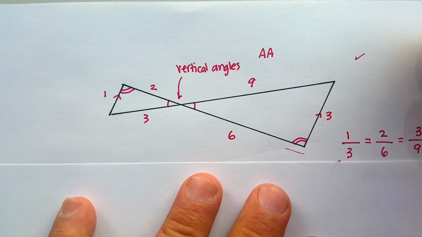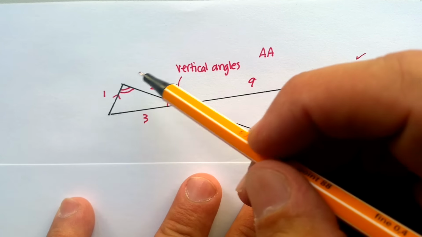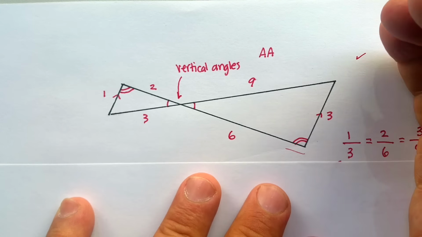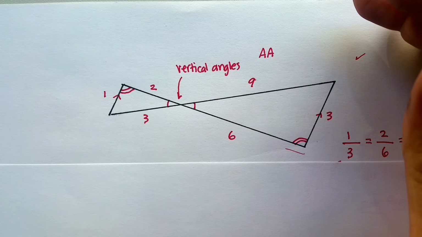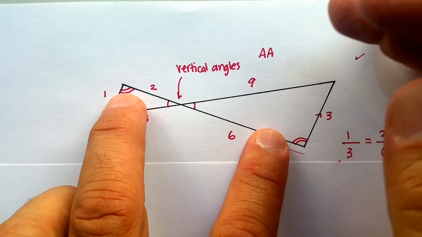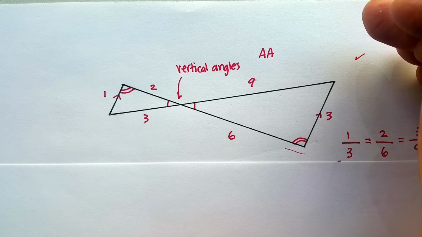This one's actually kind of fun. We were actually given the sides as 1, 2, and 3. And we were given this side as 3, 6, and 9. Are these triangles similar by just knowing those numbers?